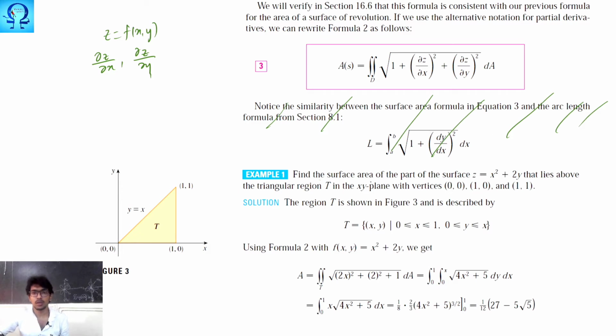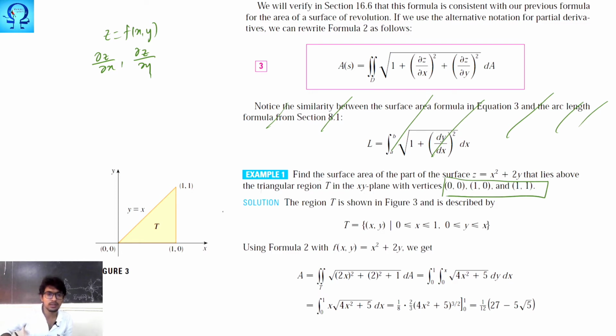Okay, now come to this. Find the surface area of the part of the surface z is equal to x squared plus 2y that lies above the triangular region T in the xy plane with vertices, these things. So when you plot, these are the vertices, so with these vertices you will have to identify the region. Here the region is named as T.